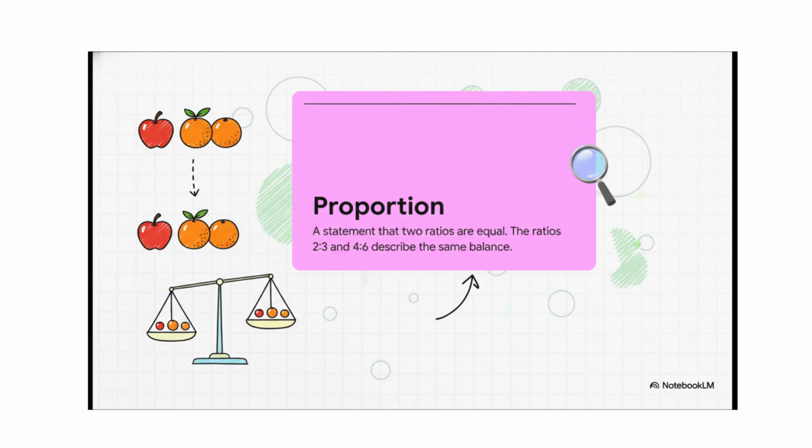And that flows right into our next idea, proportion. A proportion is really just a way of saying, hey, these two ratios, they're actually the same. They might look different on paper, but the balance is identical. So that 2-to-3 apple and orange mix is the exact same proportion as having 4 apples and 6 oranges. You've just doubled the recipe, that's all.